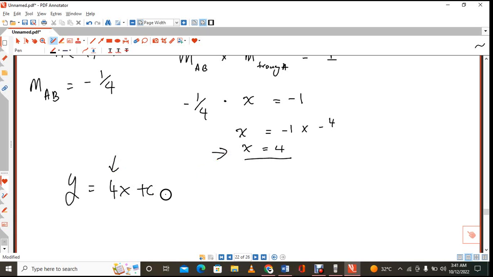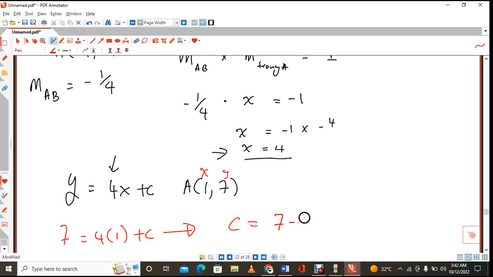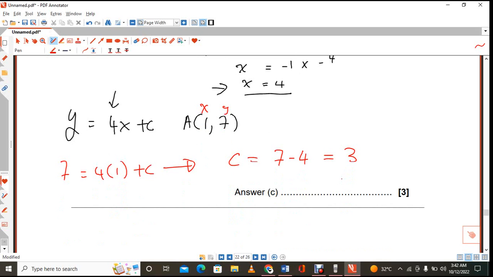In order for us to find the y-intercept, we need that point A being the point 1, 7, and you then substitute that point for x and for y. So that is 7 equals 4 times 1 plus c, in order for you to find the value of c, which happens to be nothing but 3. So at the end of the day, the equation that we are looking for is y equals 4x plus 3. You can play around with that, and that is what you should arrive at. You have the luxury of pausing and studying all over again.